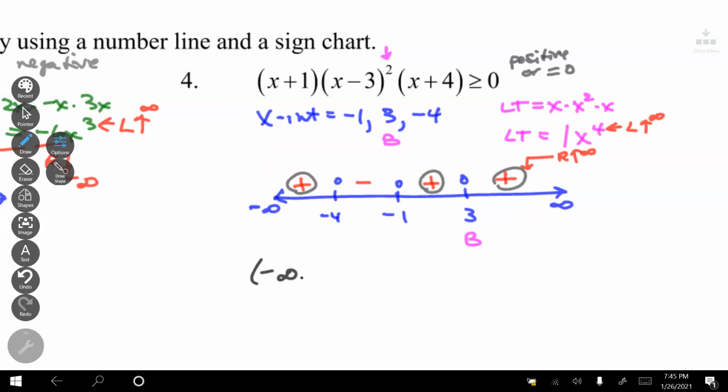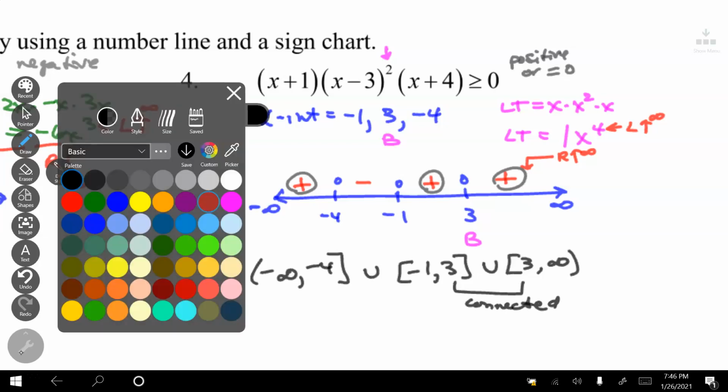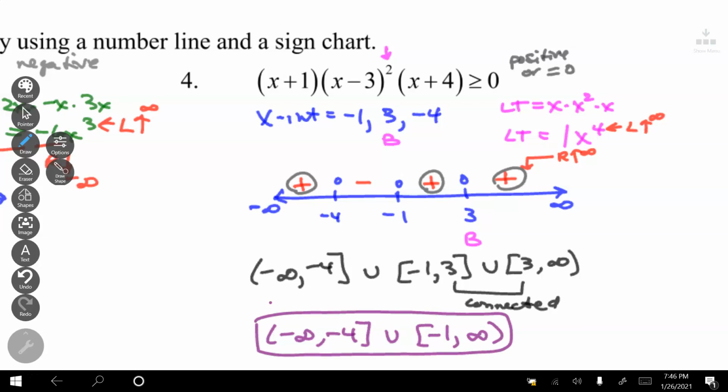Infinity has always got parentheses, comma, negative 4, bracket, union, negative 1, 3 bracket, union, 3 to infinity. That seems kind of silly to put it this way because they both include 3, so these are connected. So the correct way of writing this would be this. Both of these are positive and 0, so that whole region is together.